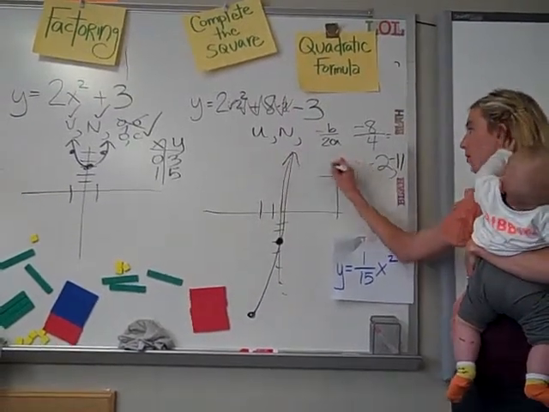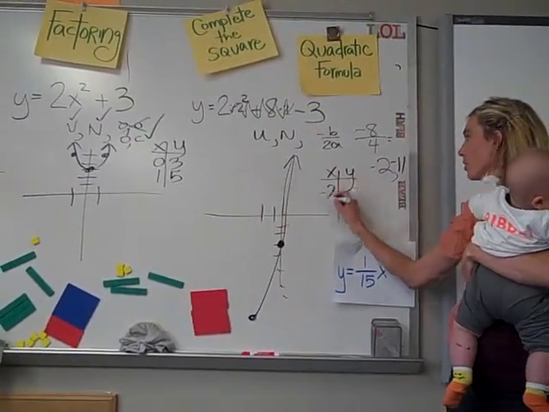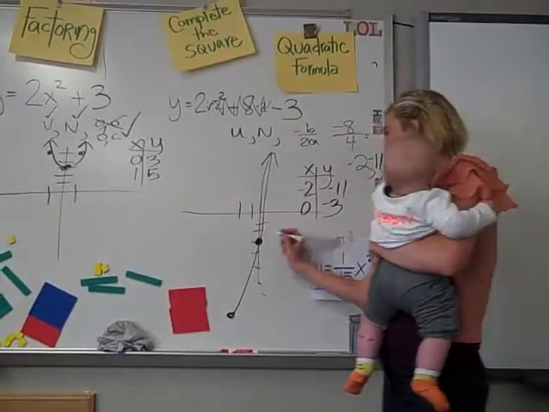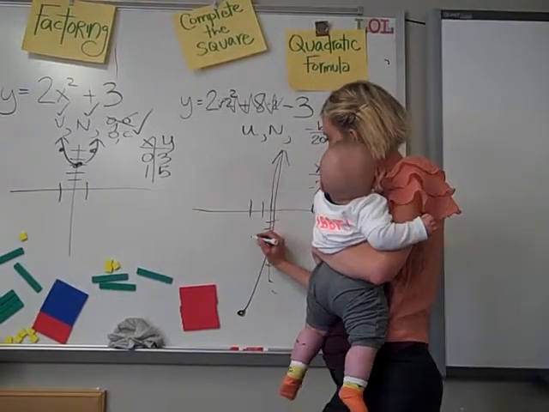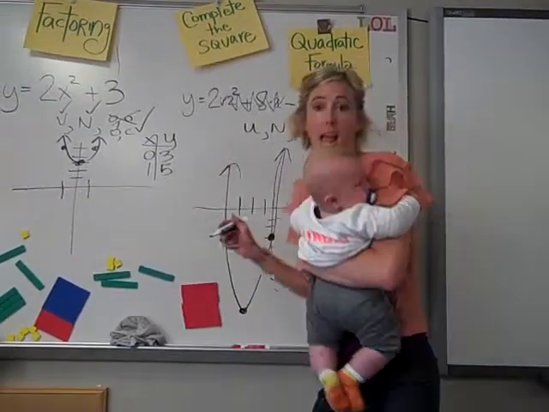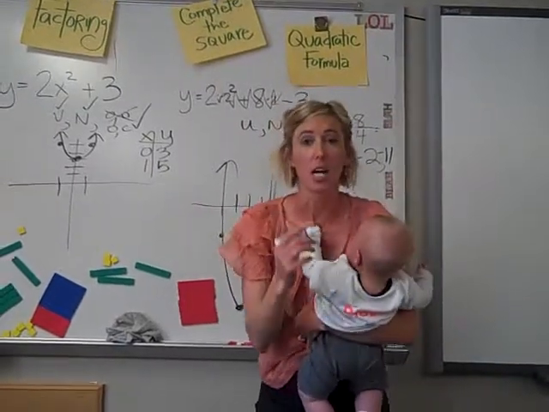If it makes you feel better, make an XY chart. I have -2, -11, and 0, -3. Flip that thing over. 1, 2, 1, 2, and boom, and luckily we're done because he's crying.